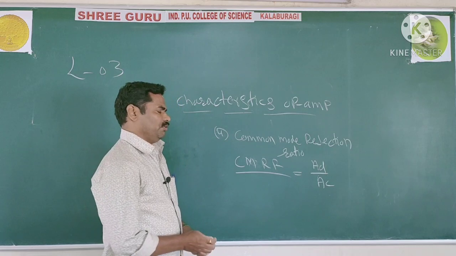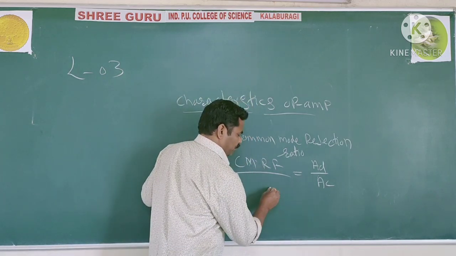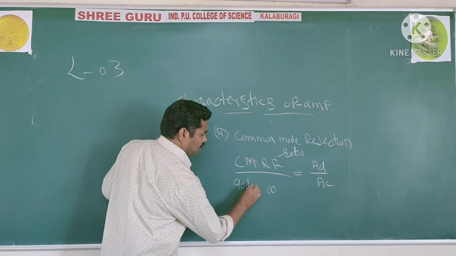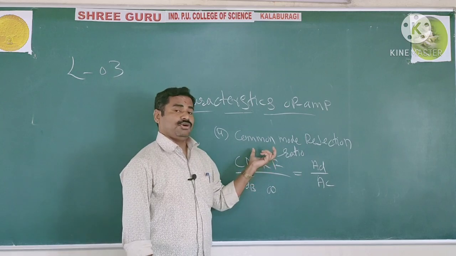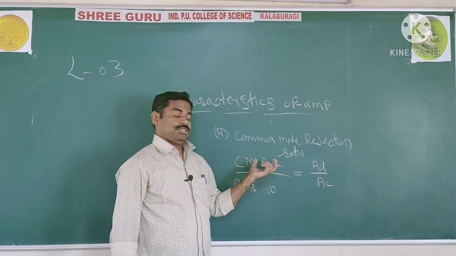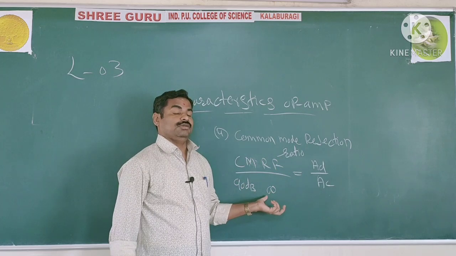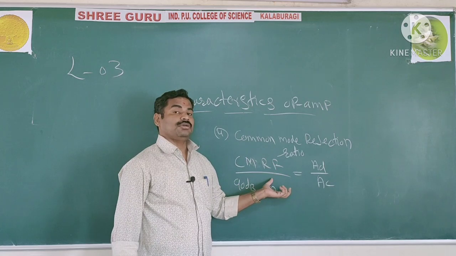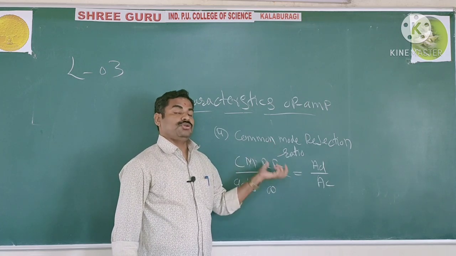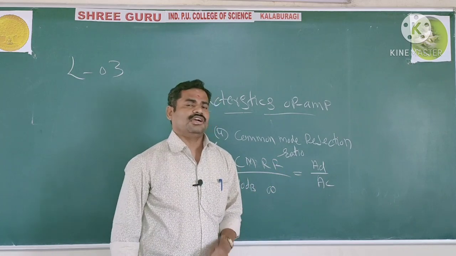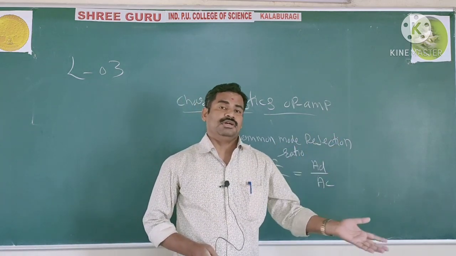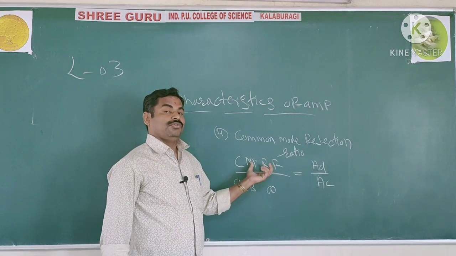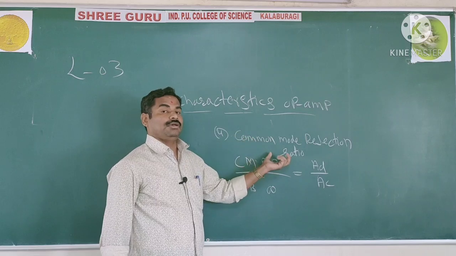Ideally we want it to be infinity, but practically it is about 90 dB. What is the importance of CMRR? Always we want more CMRR because it has the property to reject the common mode signals, and the common mode signal may be noise or distortion. It means if you have a very high CMRR, your amplifier will amplify the signal very well.